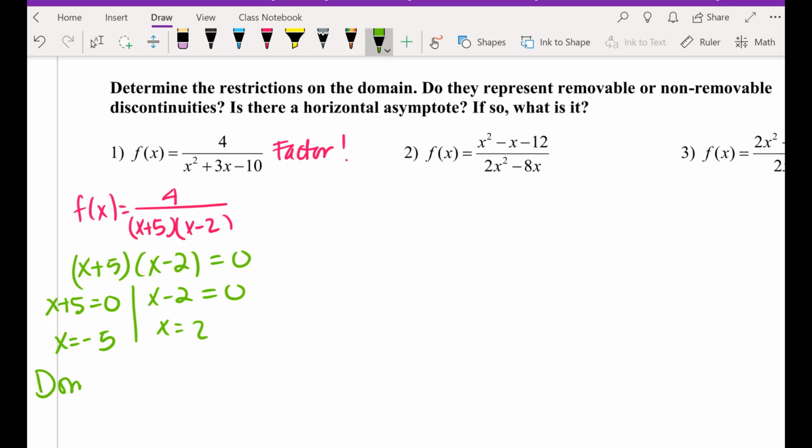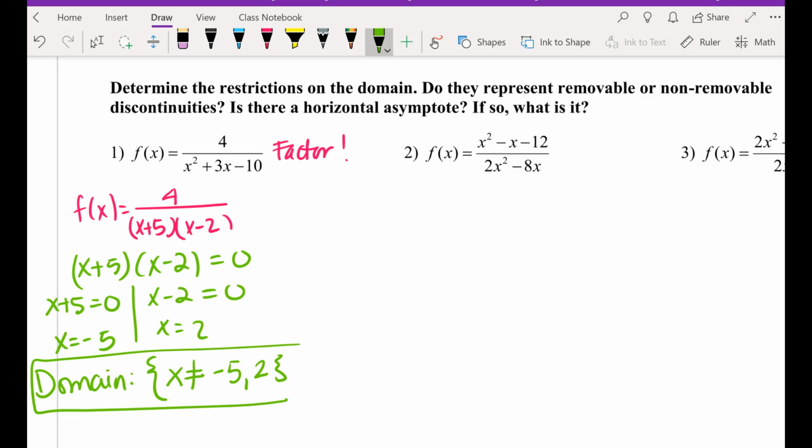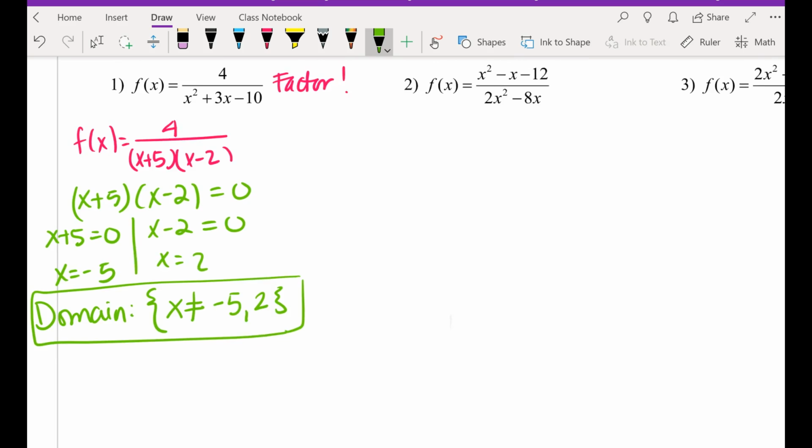So domain, all real numbers excluding what? -5 and 2. That's right. X cannot be -5 and +2. We're going to box that up because that's one of the things they wanted us to find. Then it says, do they represent removable or non-removable? So let's talk about at x equals -5 and x equals 2.